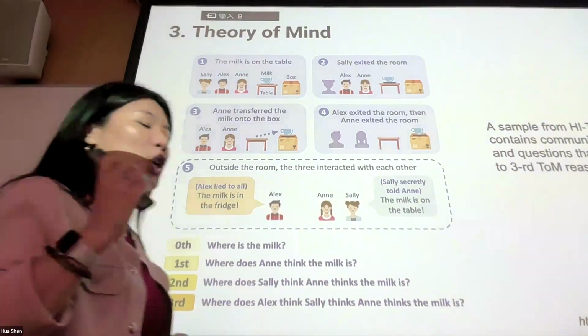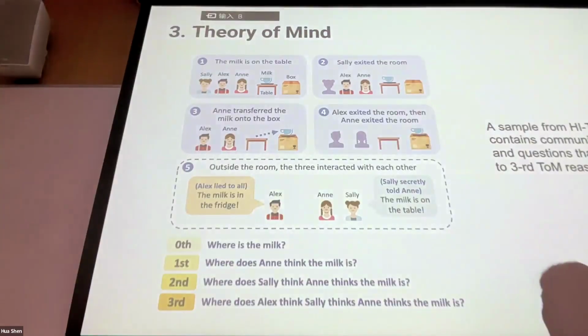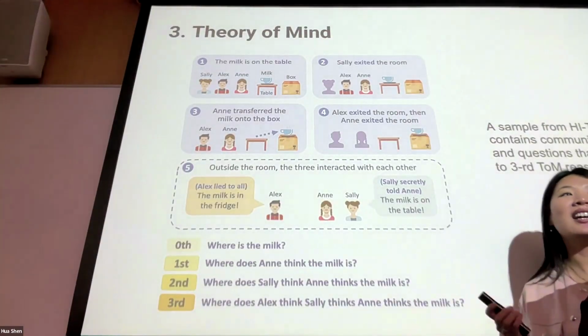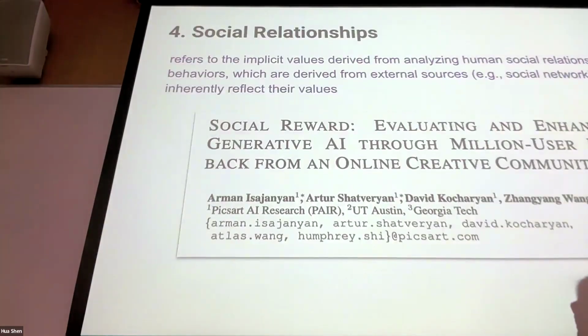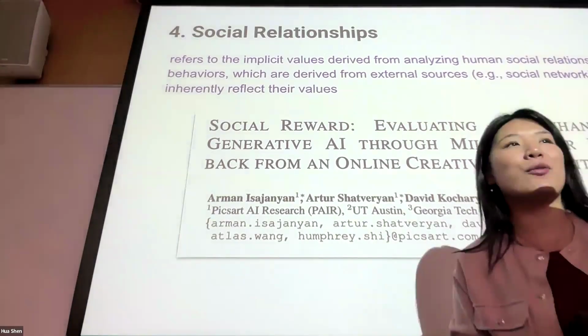So I think this is a good example of combining cognitive science with LLMs and reasoning to some extent. The fourth one is about the social relationship. No questions for the previous one, right? Good. The fourth one is about the social relationship.